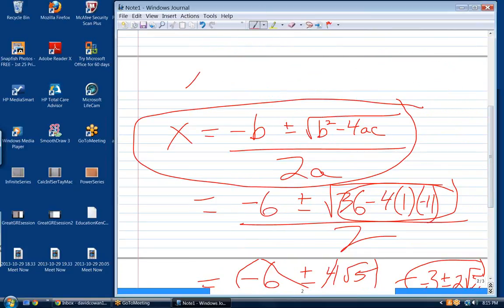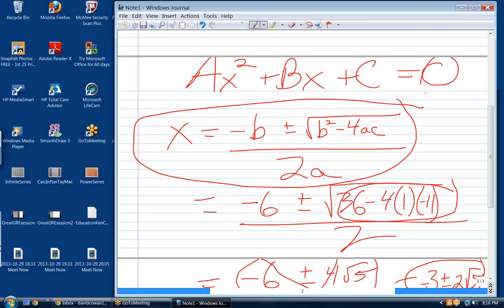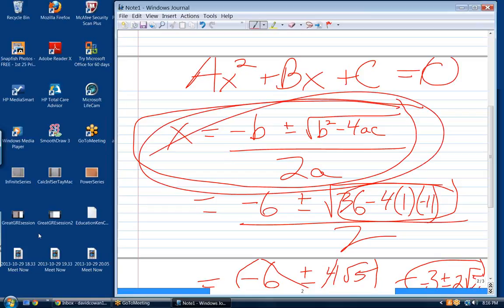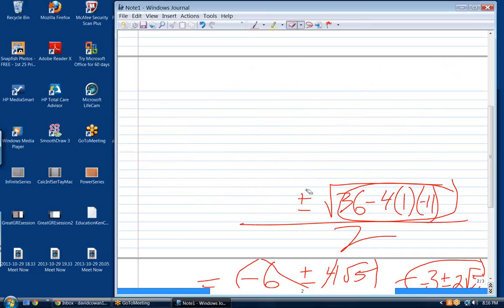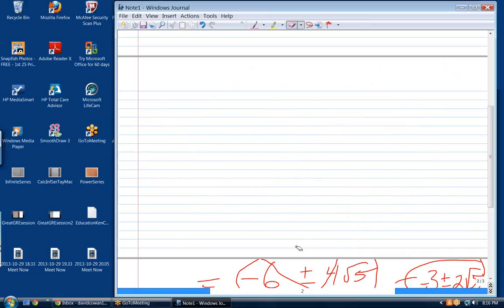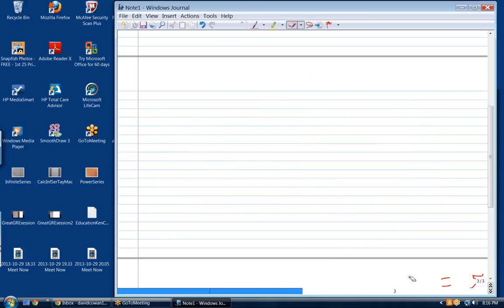If I take a standard quadratic like this, and I go through the exact steps that I've gone through to complete the square, I get this for x. Now, there is a more difficult application of it. Let's go over.